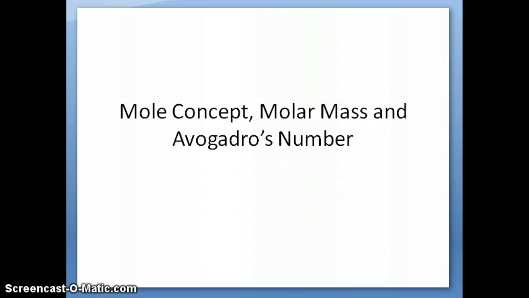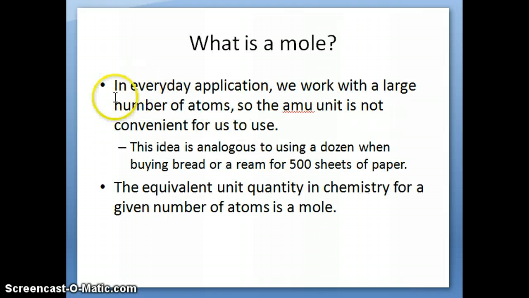Hi everyone. This is the second concept that you have to master in the stoichiometry chapter. I'll start with this video, which will discuss a series of concepts, starting with the mole concept and the concept of molar mass, as well as Avogadro's number. So the first thing to start with is just what is called a mole in chemistry.